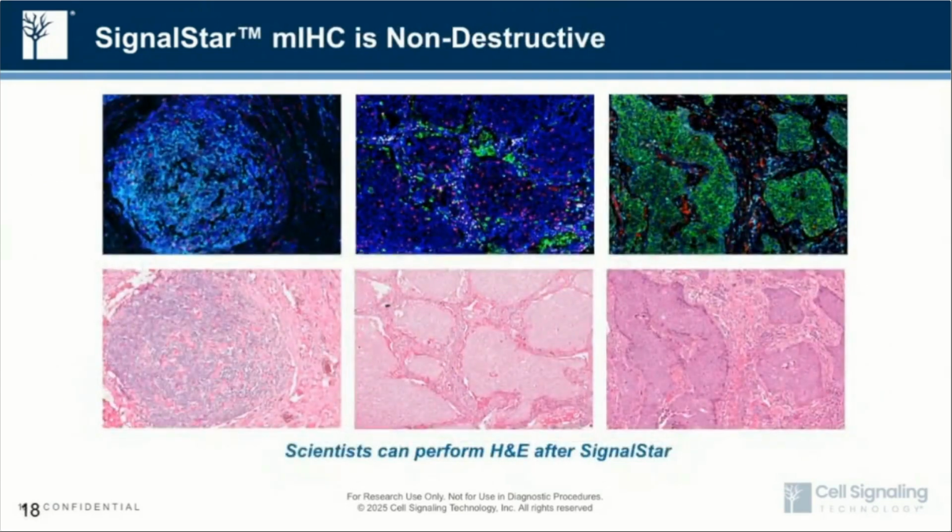SignalStar is also a non-destructive technology, so here we can show that scientists can perform H&E after SignalStar. We've also performed experiments like direct immunofluorescence after SignalStar. We don't recommend performing indirect immunofluorescence because the antibodies are fixed to the tissue, and therefore coming in with a secondary antibody would also detect SignalStar antibodies. However, combining this with different assays, especially things like transcriptomics, might be a possibility and something that we are eager to showcase with other collaborators, and please reach out.